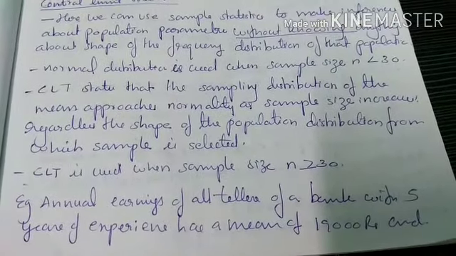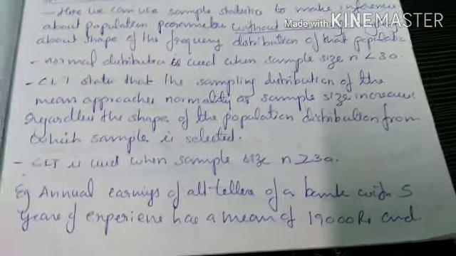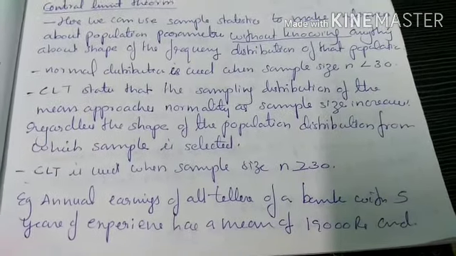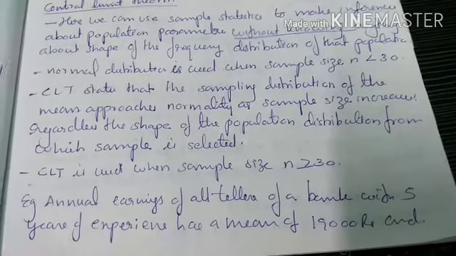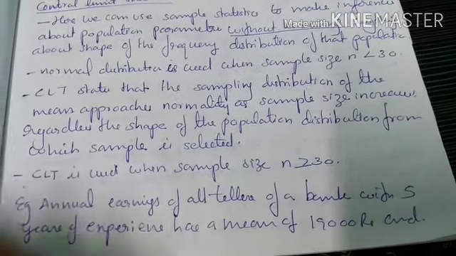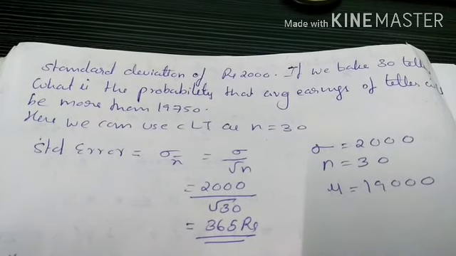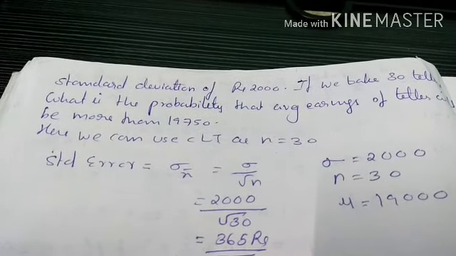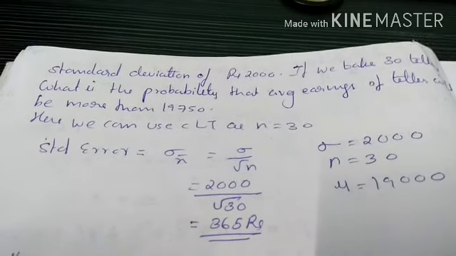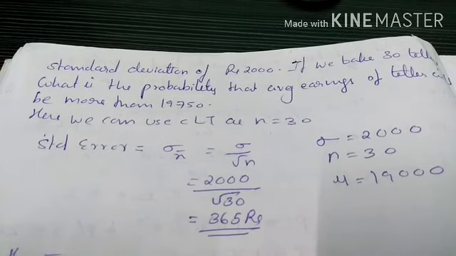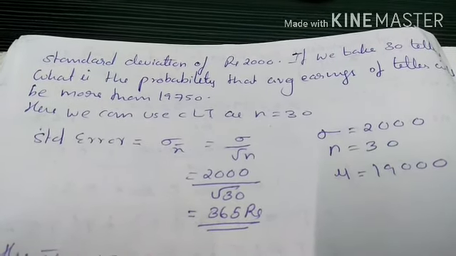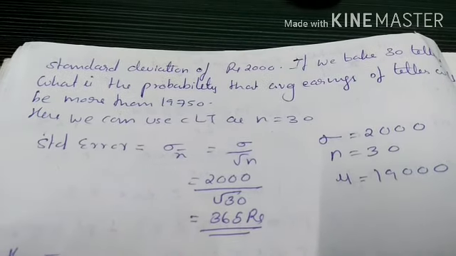And an example: annual earnings of all tellers of a bank with 5 years of experience has a mean of 19,000 rupees. So all tellers will get 19,000 rupees as salary, and a standard deviation of rupees 2000. So there can be a decrease or increase of 2000. If we take 30 tellers, what is the probability that the average earnings of the tellers will be more than 19,750? Here we use CLT, here given n equal to 30.